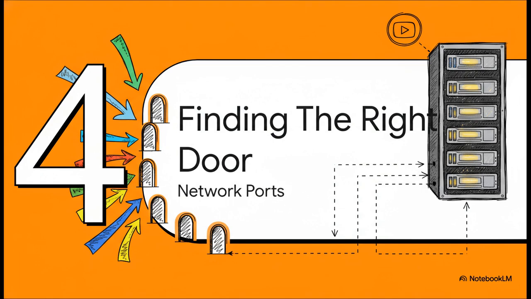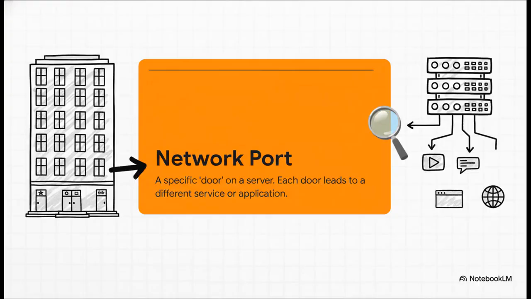Okay, so our data knows how it's going to travel, but how does it know precisely where to go on the other end? A massive server like YouTube's isn't just one thing, it's running tons of different services all at once. This is where network ports come into the picture. The best way to think about it is like this. A server's IP address is like the street address of a huge apartment building. But once you get to the building, you still need to know which apartment to go to, right? Well, network ports are those specific door numbers. Each one leads to a different application inside the building.